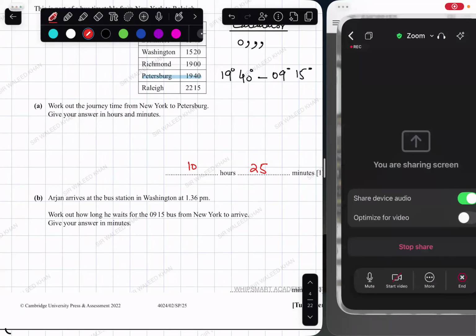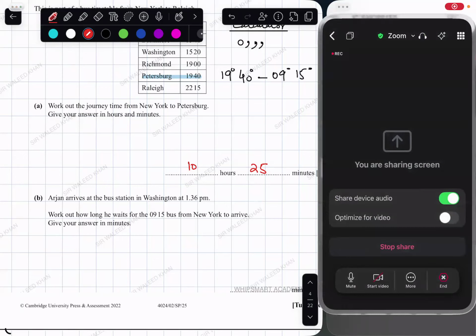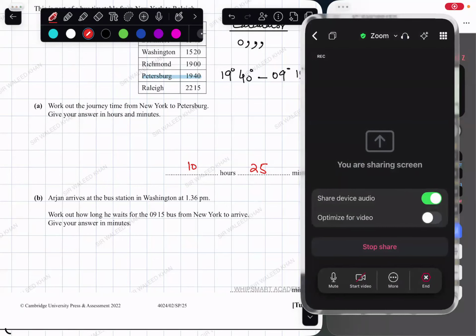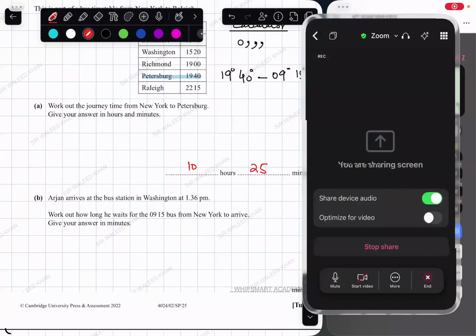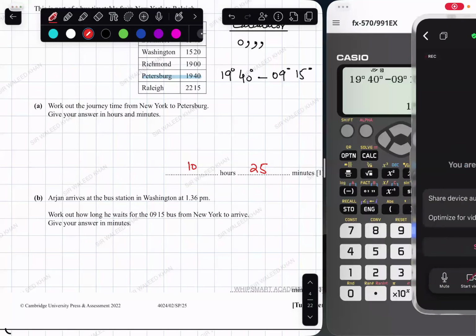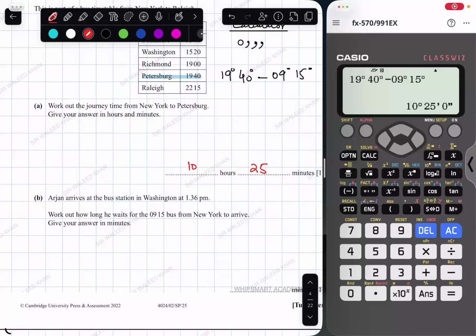Now, is there a lag in my voice? No, sir. Is there a lag in my voice, Kushi? Yes or no? No, sir. If you see any lag in my voice, just do let me know.